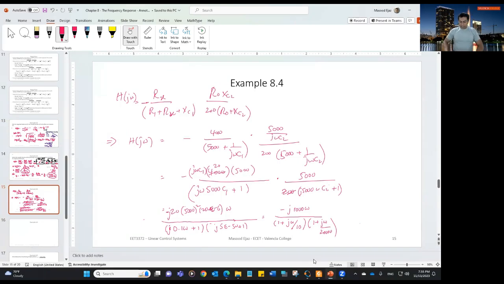Now you see the shape of this. I have constant value, 10,000. I have negative j omega. So I can write this down as 10,000 times 0 minus j omega over 1. Not 1 minus, but j omega over 1, or you can write down negative j omega, whatever you want to write down. Over 1 plus j omega over 10, 1 plus j omega over 20,000.